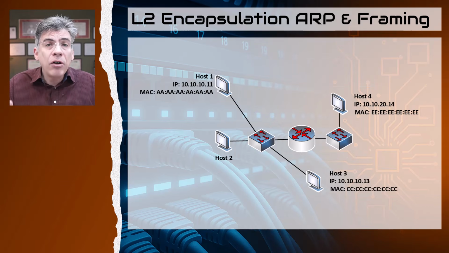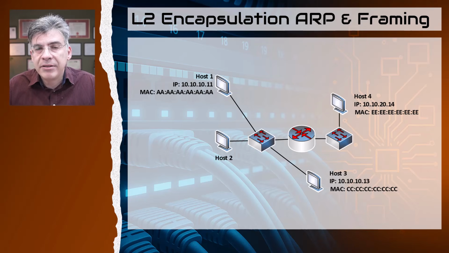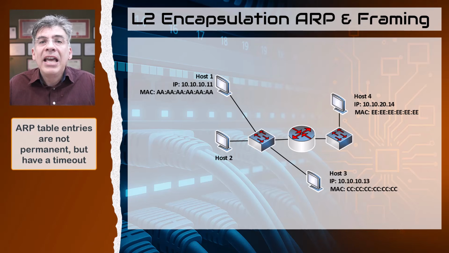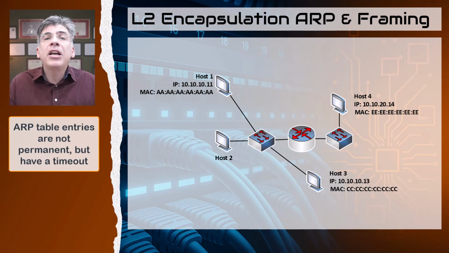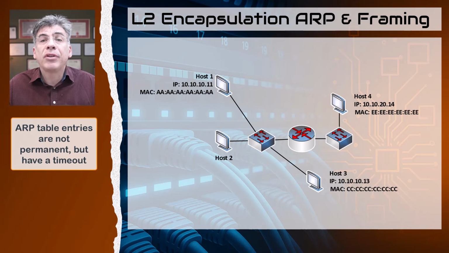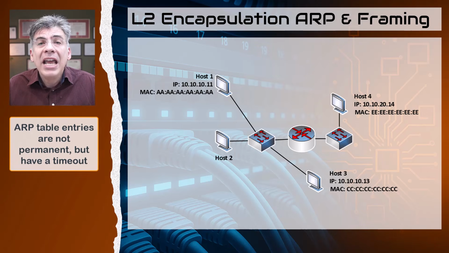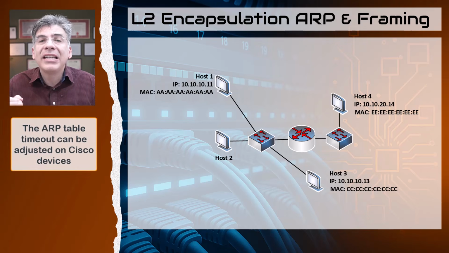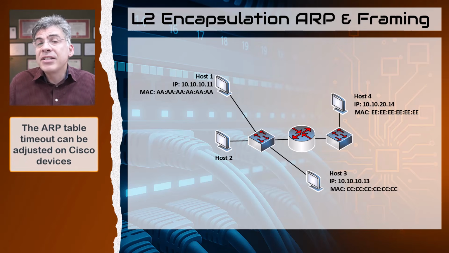And finally, I'd also like to mention that the ARP table entries are not permanent. Much like the MAC address table, they have a timeout, which is typically on the order of several minutes to several hours. And that timeout is highly dependent on the operating system that's being used. On some systems, you can actually adjust that timeout.